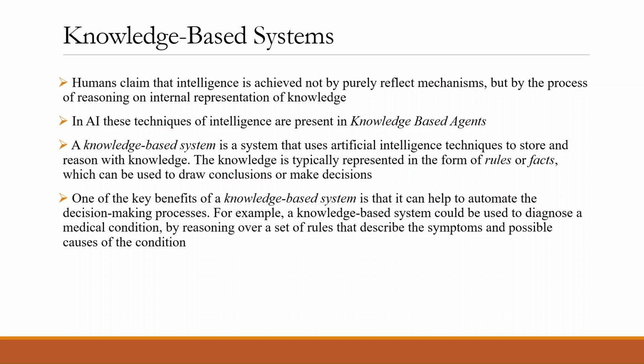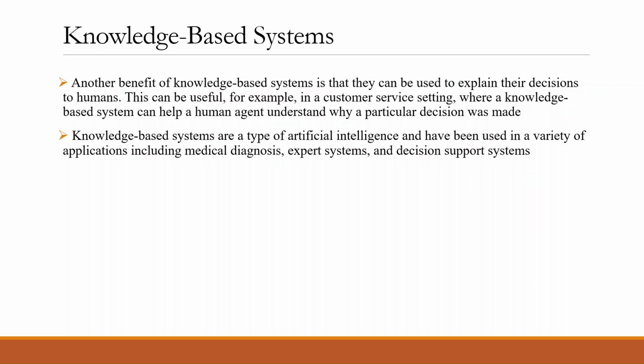A knowledge-based system is a system that uses artificial intelligence techniques to store and reason with knowledge. The knowledge is typically represented in the form of rules or facts, which can be used to draw conclusions or make decisions. One of the key benefits of a knowledge-based system is that it can help to automate the decision-making processes. For example, a knowledge-based system could be used to diagnose a medical condition by reasoning over a set of rules that describe the symptoms and possible causes of the condition.